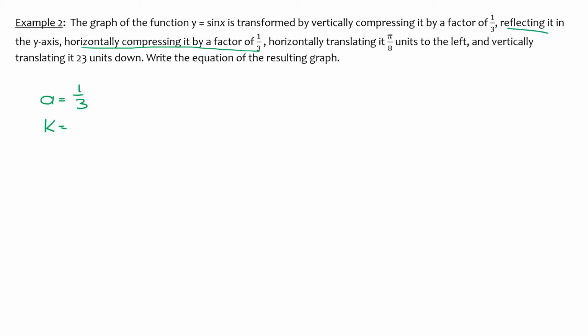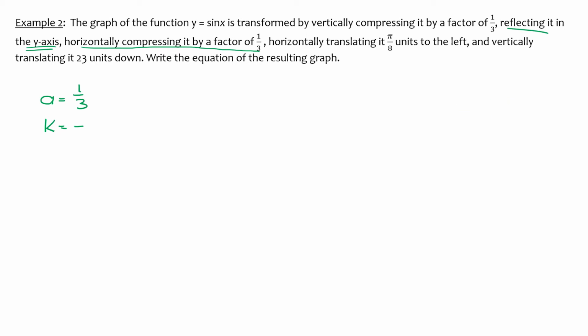So the reflection means k is going to be negative. It's reflecting in the y-axis. Remember y-axis, so always go to your parabola or something. If I was reflecting in the y-axis, that would be flipping it around this way.